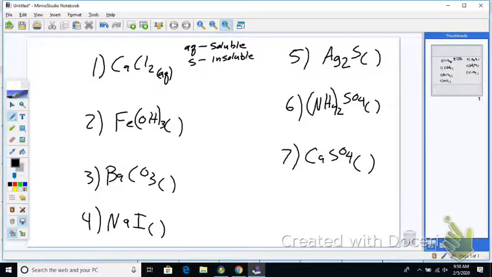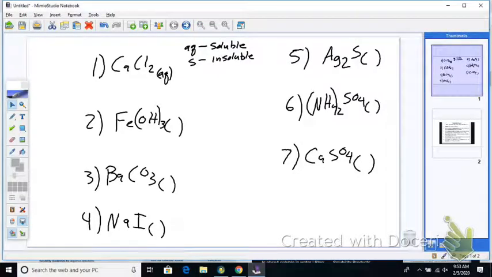So go ahead and do those 6 examples. You're just learning how to use this list here on these 6, kind of see how they work.